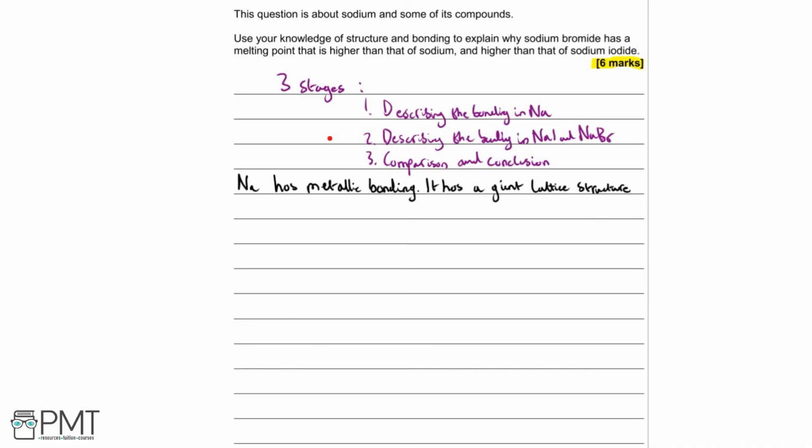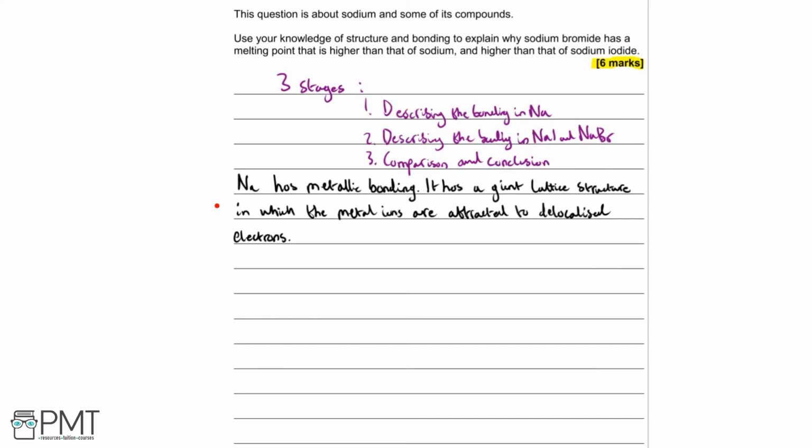So we've stated the type of bonding, we've stated the structure it has, but we also want to actually describe the bonding. We want to define what it is as to what actually bonds that element or compound together. So we said it has a giant lattice structure, and then we're going to say in which the metal ions are attracted to delocalized electrons. So those are our 3 points for stage 1. We've stated the type of bonding and stated the structure that the element has.